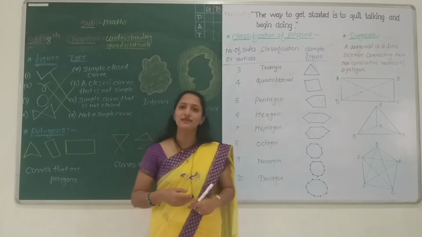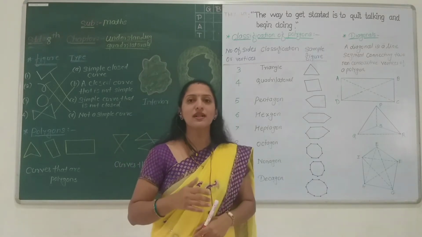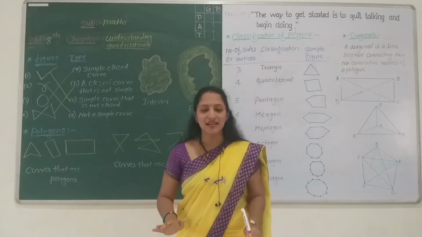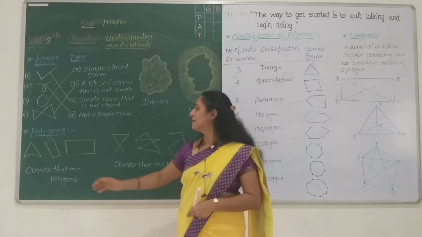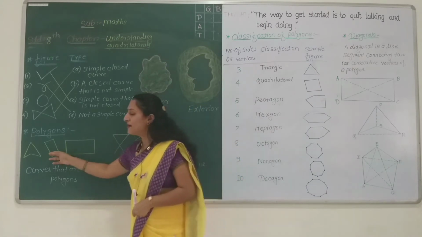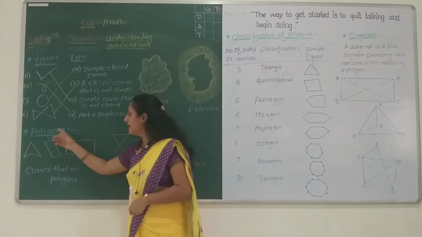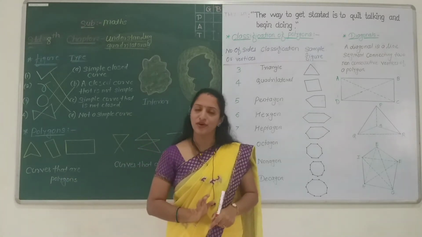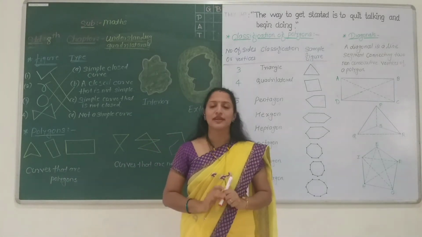So how can we define a polygon? A simple closed curve made up of only line segments is called a polygon. A simple closed curve made up of only line segments is called a polygon. Have all of you understood? Okay.